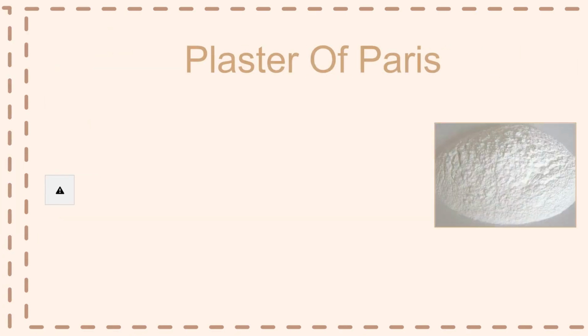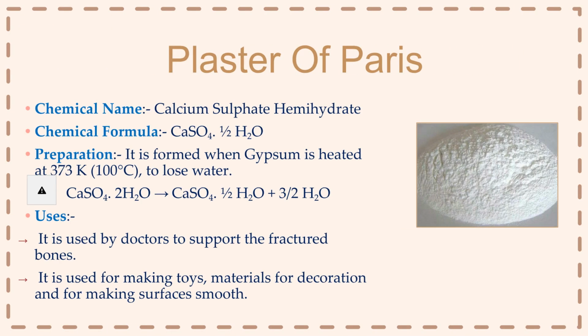general cleaning agent. Plaster of Paris, or calcium sulfate hemihydrate, is made by heating gypsum to 373 Kelvin. It is commonly used in medical settings to support fractured bones and in decorative arts.